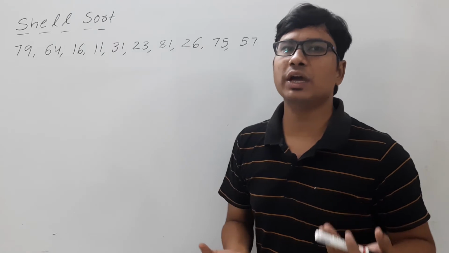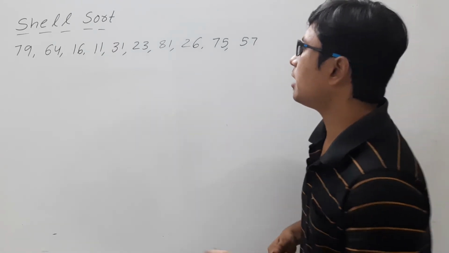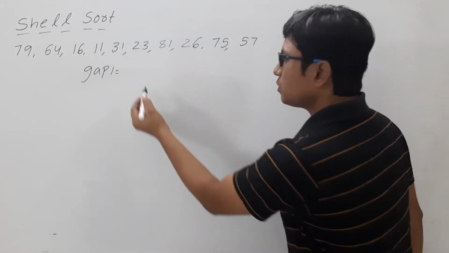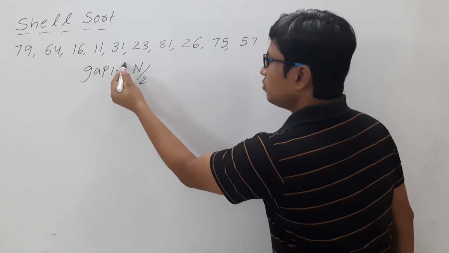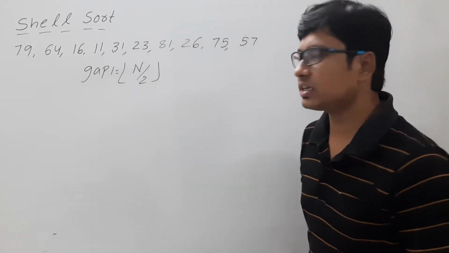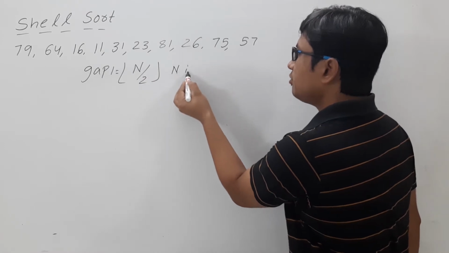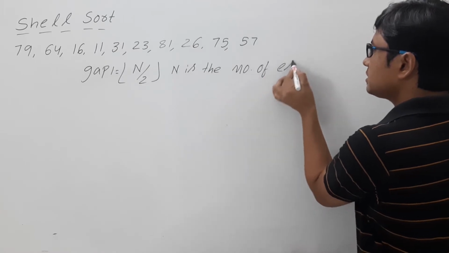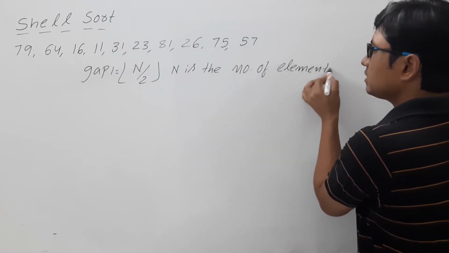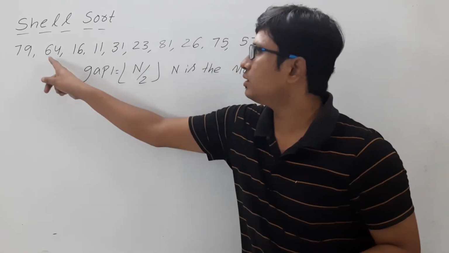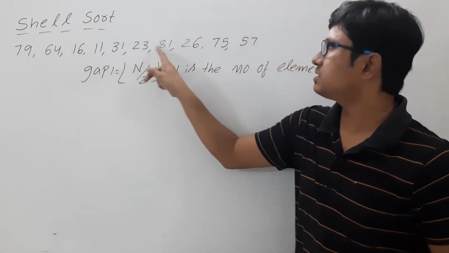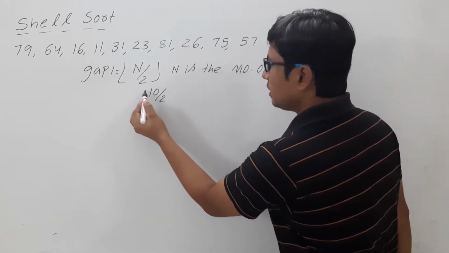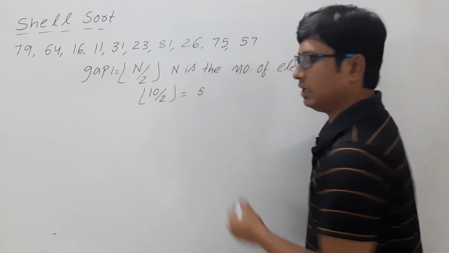Now you can ask me, sir, how can I compute the gap? Initial gap, or let's take gap 1, is equal to floor of n by 2. Now you can ask me, what is this n? N is the number of elements in the array. Now already I said that I have considered 10 elements: 1, 2, 3, 4, 5, 6, 7, 8, 9, 10. So gap 1 is equal to floor of 10 by 2, which is equal to 5.